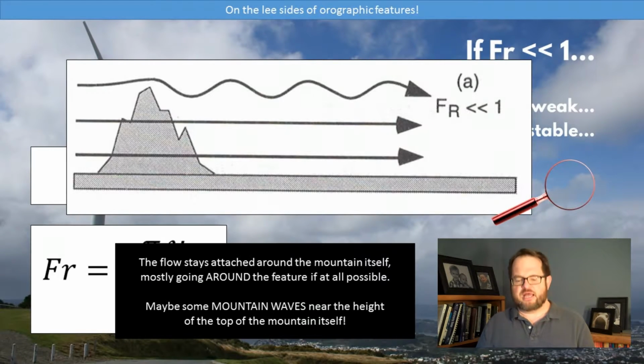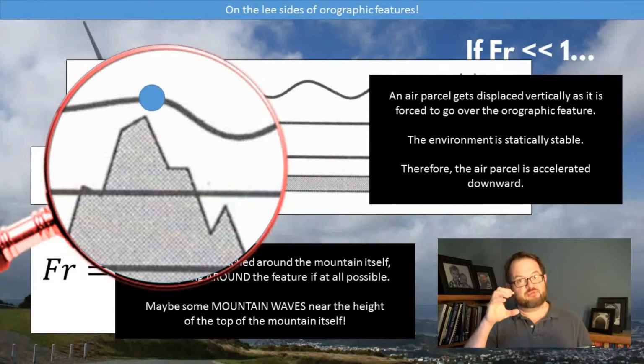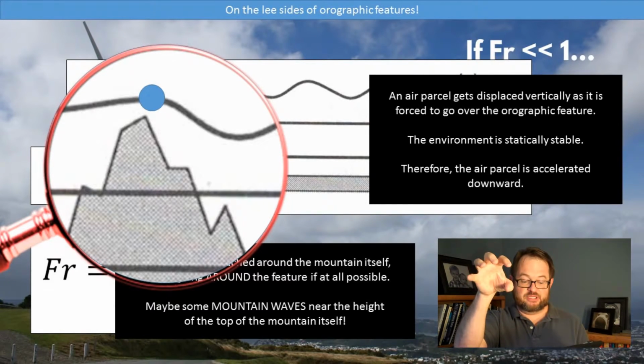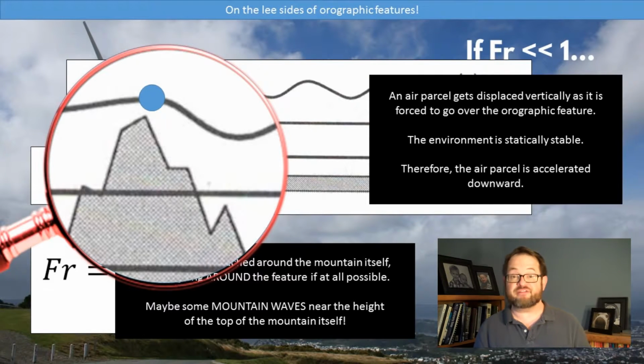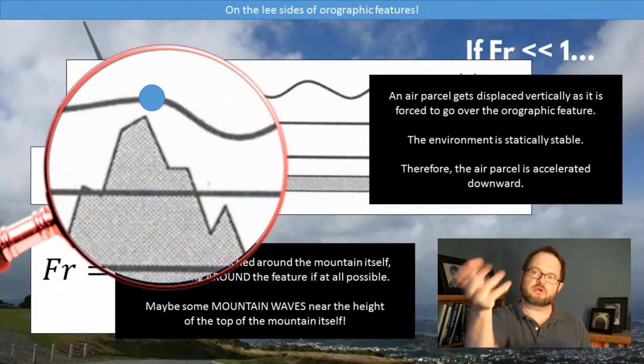So I've got my little magnifying glass tool out again on this PowerPoint slide, and let's take a look over here at the top of the mountain. Over there I have illustrated an air parcel, labeled in blue, and that air parcel has been forced to do a little bit of rising as it goes over this orographic feature. Okay, I can get that. That's what attached flow means. At least some of the flow is going to go up and over.